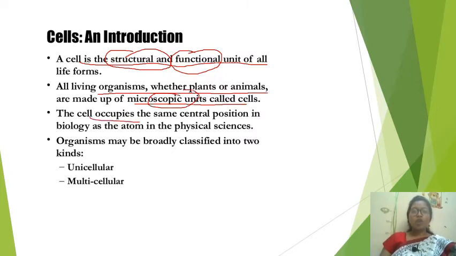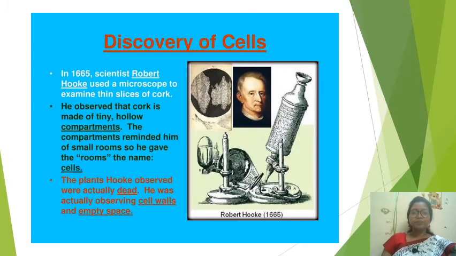The cell occupies the same central position in biology as the atom in the physical sciences. As you have studied, atom is the smallest thing in physics or chemistry. Same way in biology, cell is the basic structure. And organisms may be broadly classified into two kinds: unicellular and multicellular. This you will study further. So now let us study about discovery of cell. Okay, so how has it been discovered?